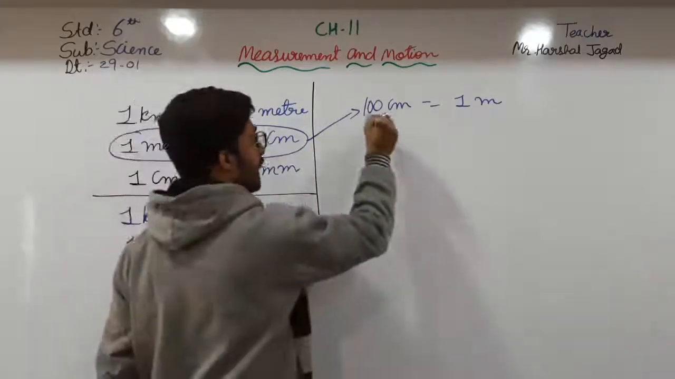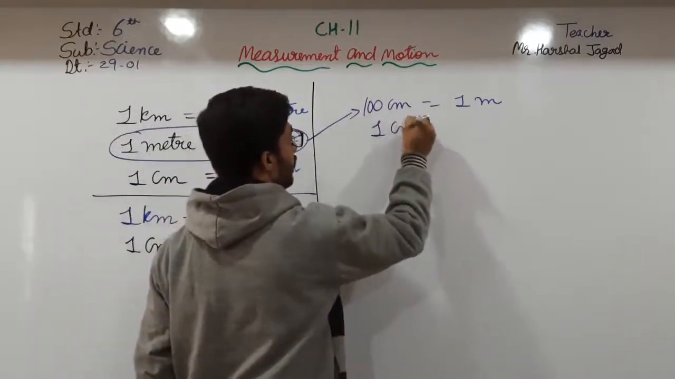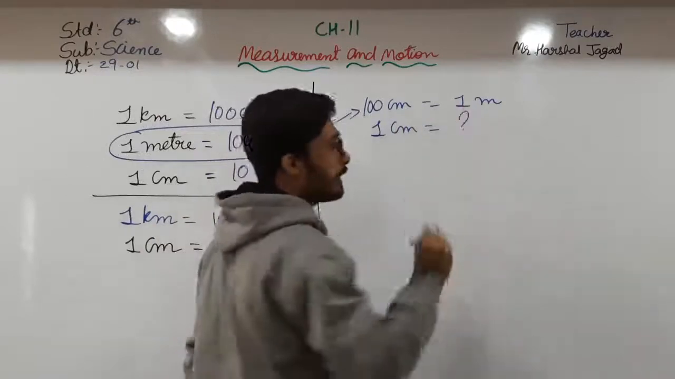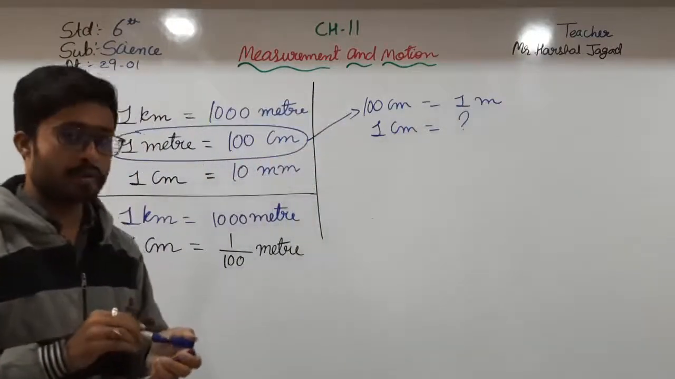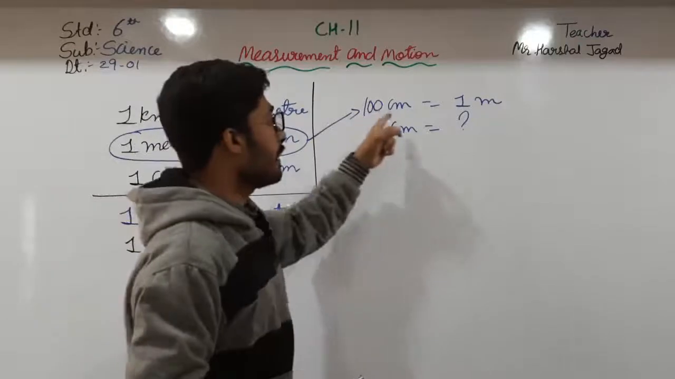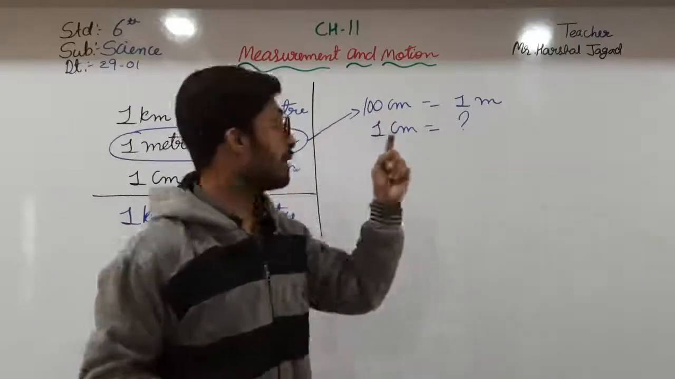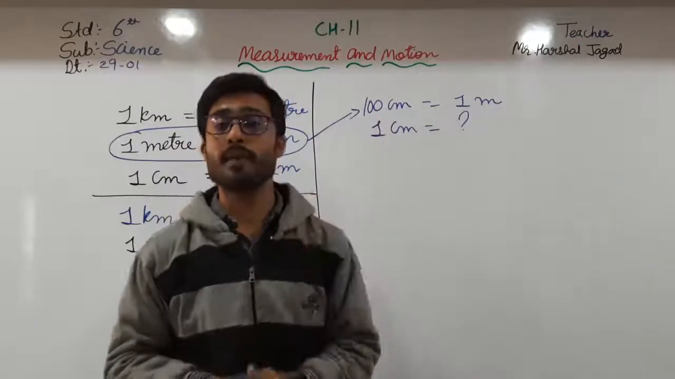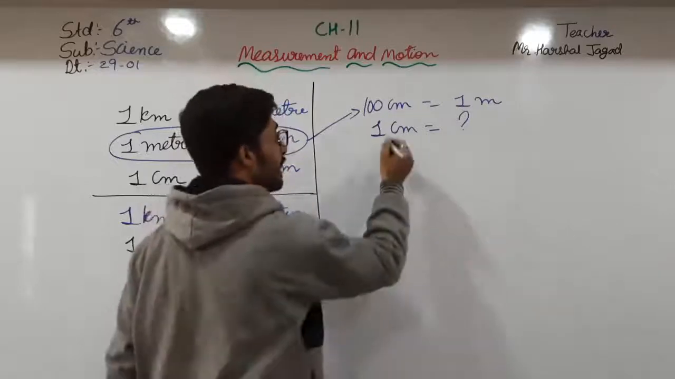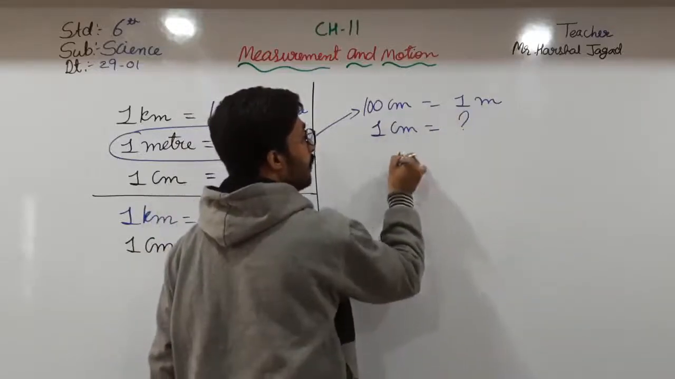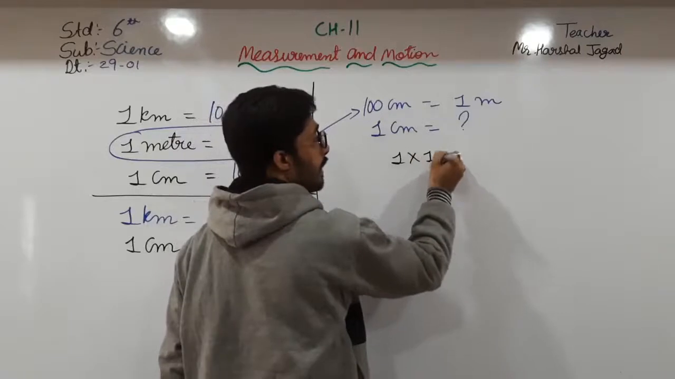Here I have written 100 centimeter is equal to 1 meter. Then if I ask that 1 centimeter is equal to how much meter? Yes or no, students? 100 centimeter is equal to 1 meter. Then 1 centimeter is equal to how much meter? Then I can say, by cross multiplication, 1 into 1.